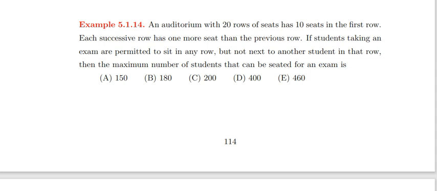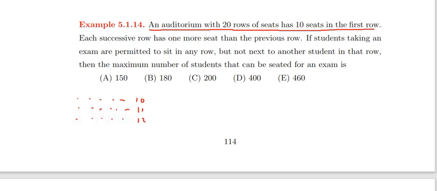Okay, so this problem says an auditorium with 20 rows of seats has 10 seats in the first row. So first one, 10. Right, okay. So second one, each successive row has one more seat. So this second one is 11, right? And 12, okay, like that.